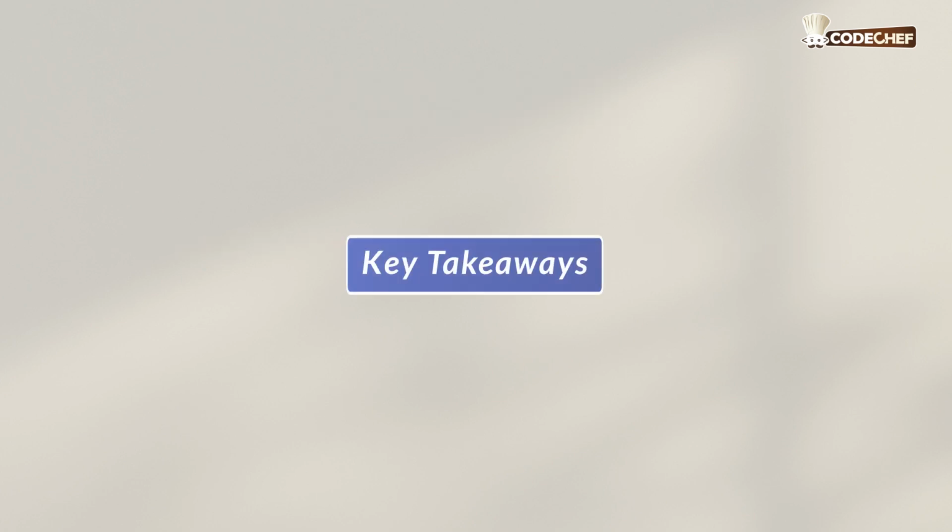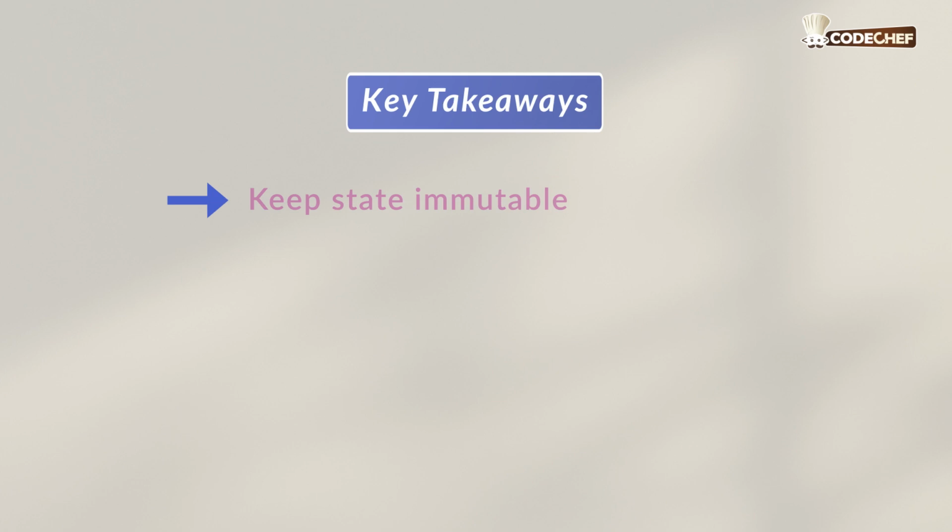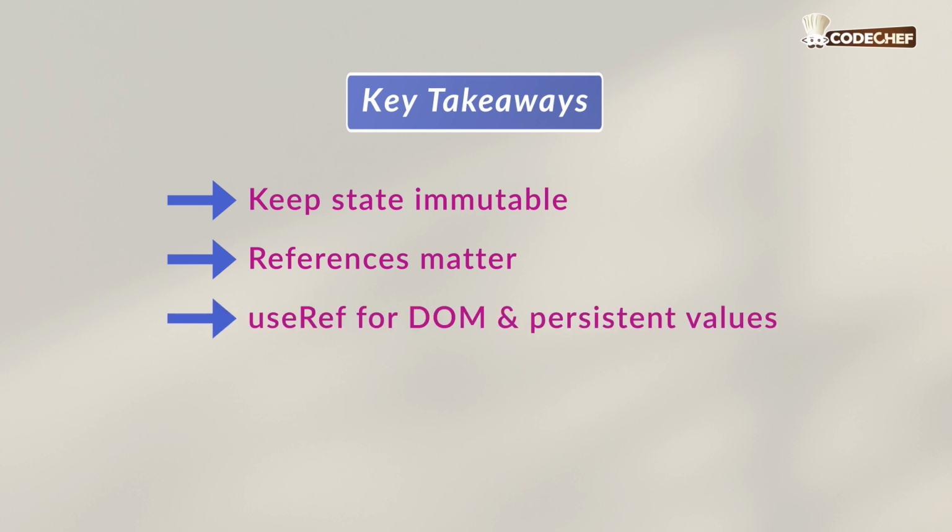So let us look at the key takeaways for this particular lesson. Always update state immutably so React can detect changes correctly. Remember that references matter more than values. Use useRef when you need persistence without re-renders, especially for DOM manipulation.